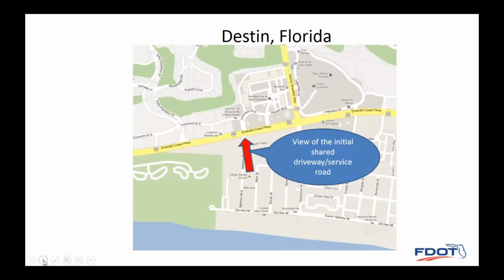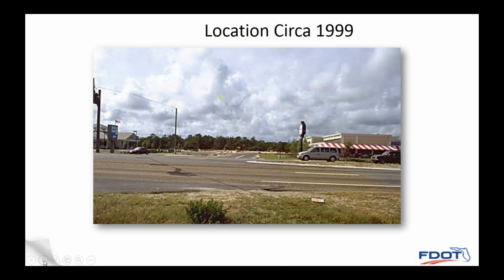So let me just take you back in time, and here's the initial location in Destin, where the initial shared driveway or service road started. It looks something like this.